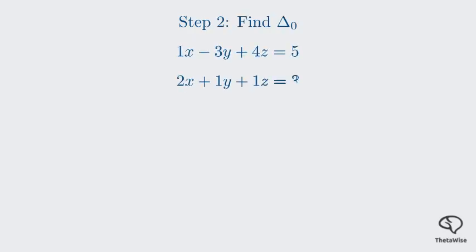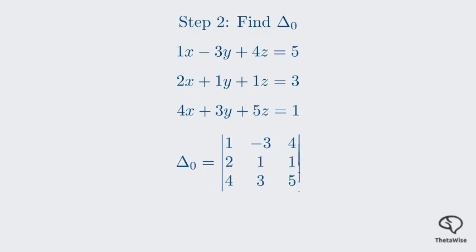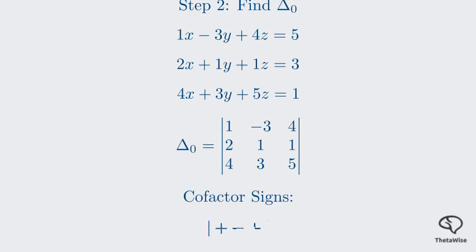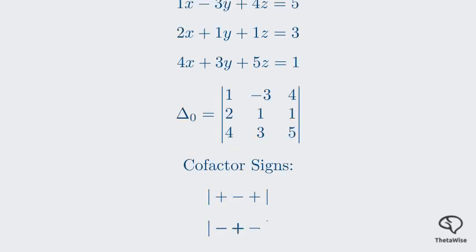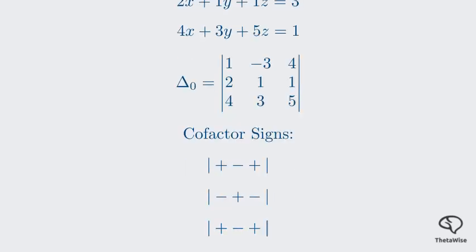First, let's write down our system of equations from the previous step. Our system is x minus 3y plus 4z equals 5, 2x plus y plus z equals 3, and 4x plus 3y plus 5z equals 1. Delta 0 is formed by taking the coefficients of x, y, and z from this system. The problem states we should evaluate using row 1. To do this, we use the SEM principle, sign, element, minor. This requires the cofactor matrix sign pattern. The sign pattern for a 3 by 3 determinant is plus, minus, plus, then minus, plus, minus, and finally plus, minus, plus. We will use the signs from the first row, plus, minus, plus.